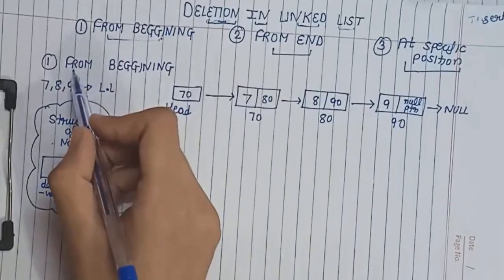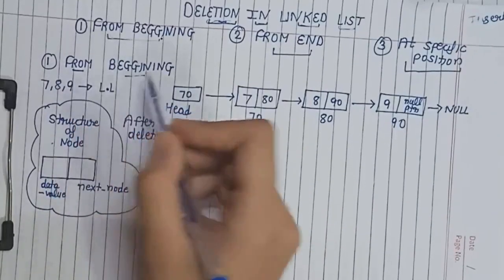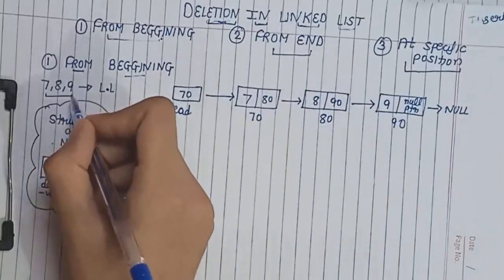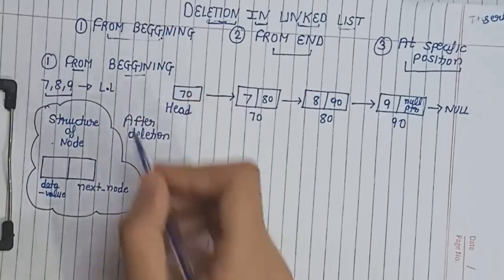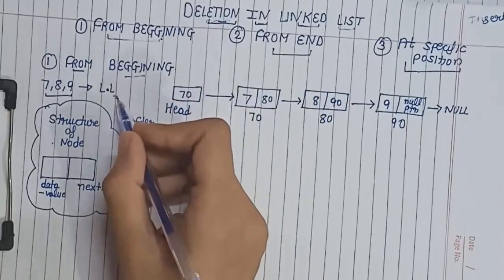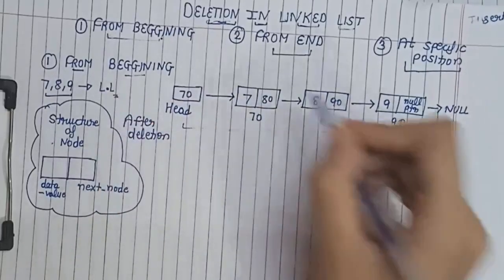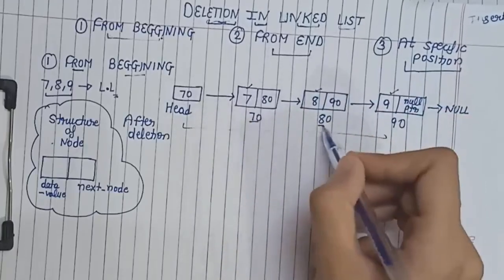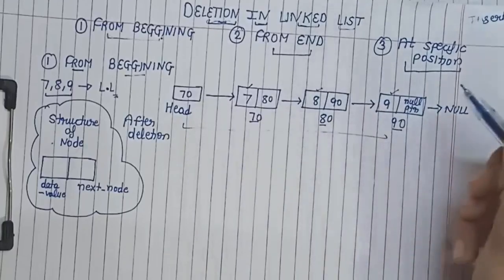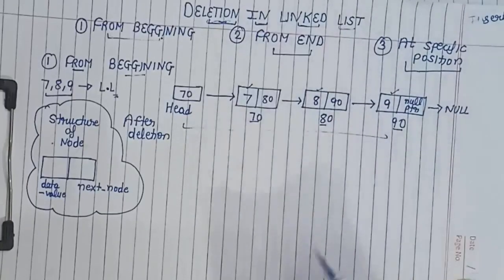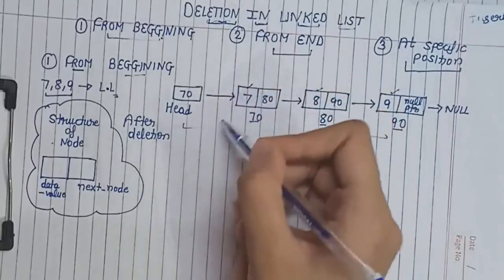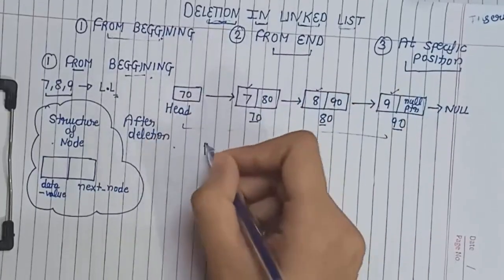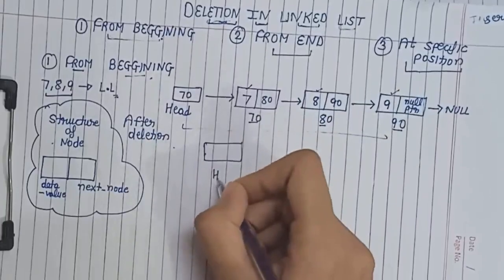The first part, as I have told you, is deletion from the beginning of the linked list. Let's say 7, 8, 9 is your linked list, and if I show you this diagrammatically, this is a linked list containing 7, 8, 9, and 70, 80, 90 are the respective addresses of their nodes. So this is the linked list after deletion from the beginning, and the linked list that you will have is head.